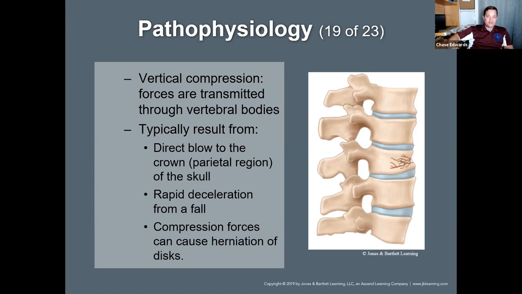The compression forces can cause herniation of the disc, subsequent compression on the spinal cord and nerve roots, and fragmentation into the canal. The primary SCI may occur when the vertebral body shatters and bone fragments embed in the cord. These kinds of things can actually cause a serious airway compromise as well. Yeah, there's no doubt about that.